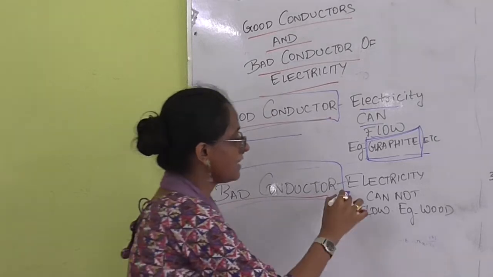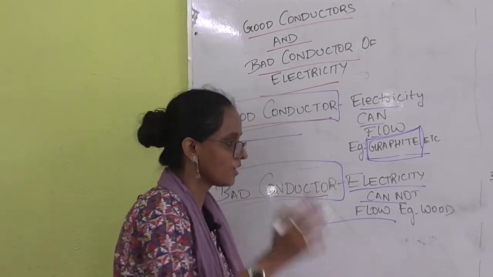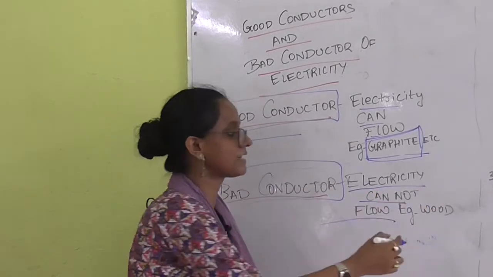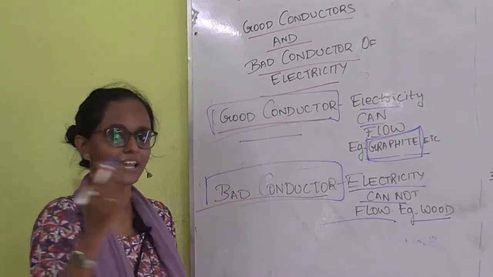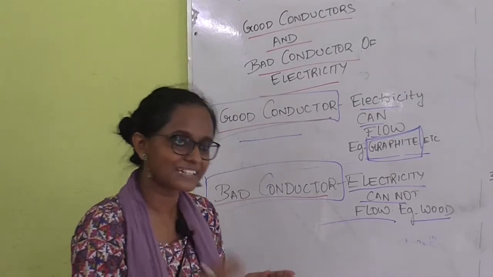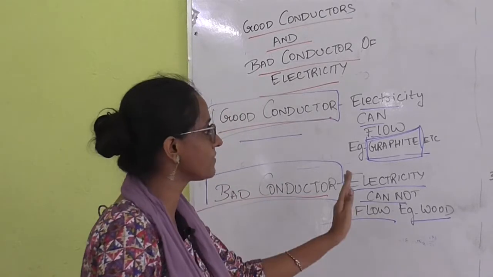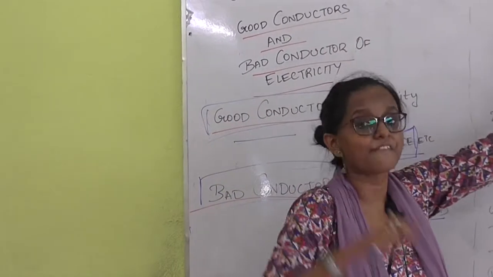Next is the bad conductor, in which electricity cannot flow. Now, what will be an example of a bad conductor? Of course, wood doesn't allow the conduction of electricity. That is why it is considered as a bad conductor. Now, we are done with this. We will go to the effects of electricity.